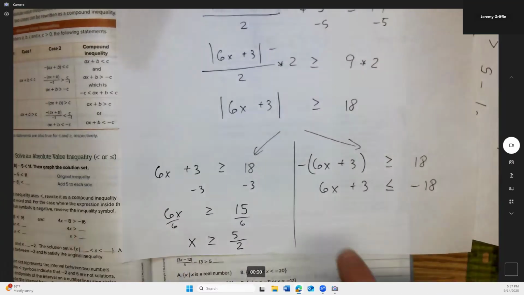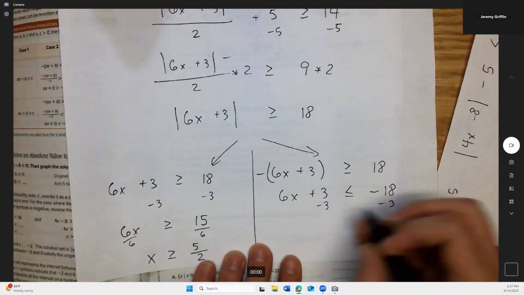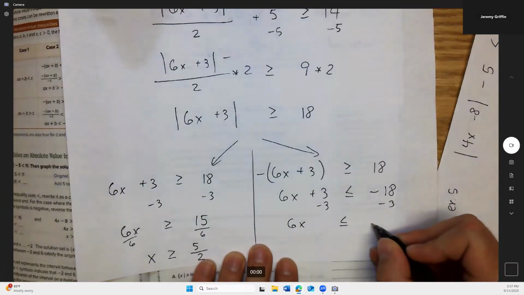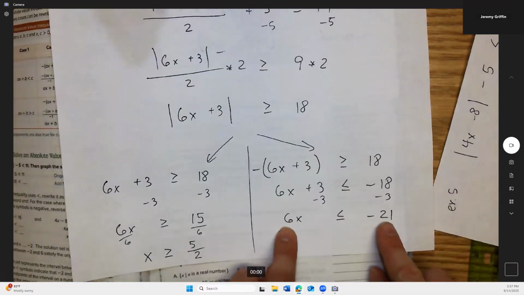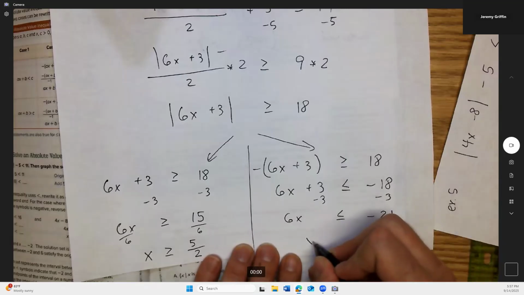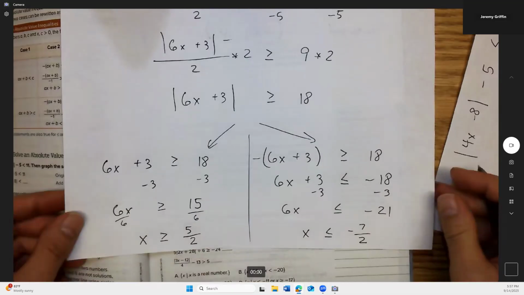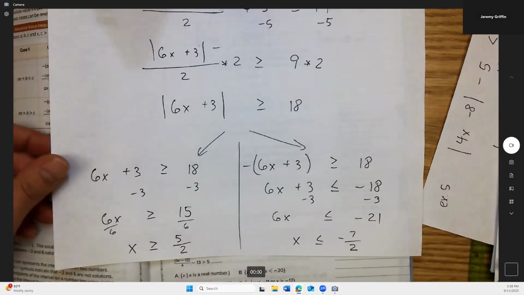How about over here? Minus 3. So 6x is less than or equal to -20. This is going to be another weird fraction too. Again, these are both divisible by 3, so this could look like 2x, and this could look like -7. So x would be less than or equal to -7 over 2 is how it would work out. I can sort of skip a step there because I'm getting to the bottom of the paper. But I think those should be the solutions.